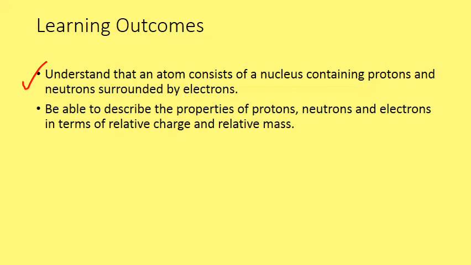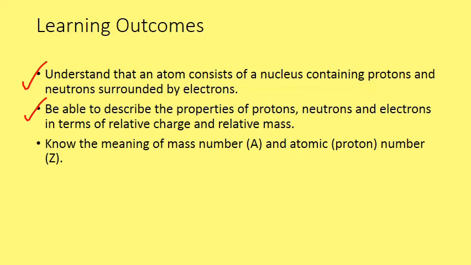Then we were to be able to describe the properties of protons, neutrons, and electrons in terms of relative charge, proton plus 1 and electron minus 1, for example, and relative mass. That was when we spoke about atomic mass units being 1, 1, and for the electron 1/2000th of an atomic mass unit. So we covered that. The third one was knowing the meaning of the mass number, protons plus neutrons, and the atomic number, which is just the proton number. So I think we can give ourselves another tick for that one.